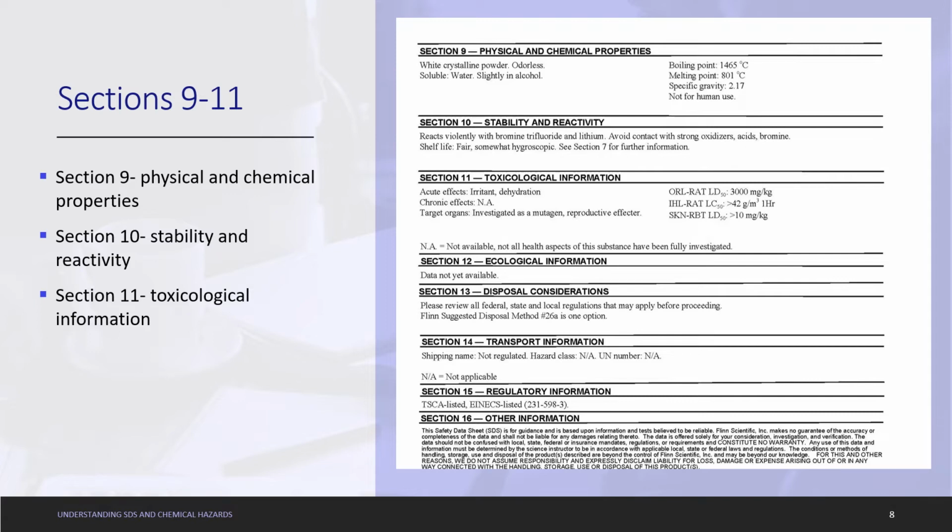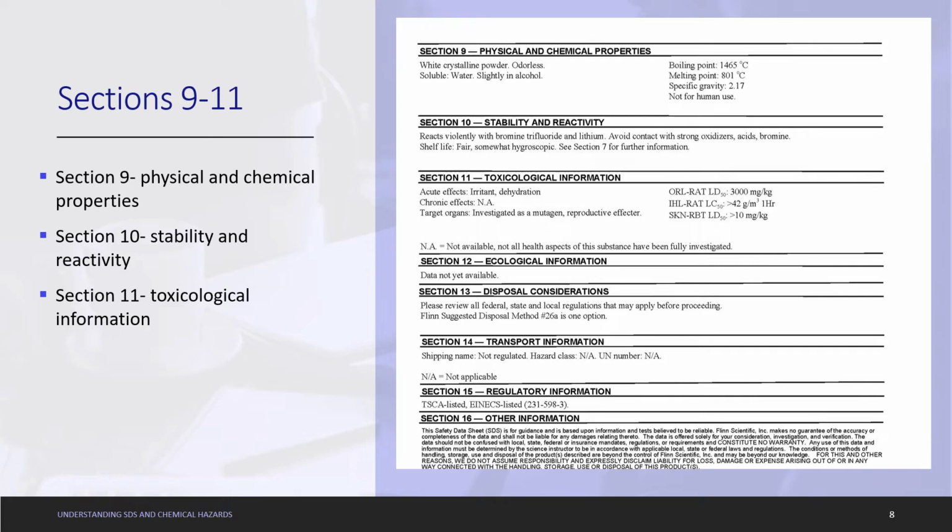Section 10 details reactivity information. We can see from this SDS that lead chloride reacts violently with bromine trifluoride and lithium, and that mixing these substances should be avoided. It's important to always check this section if you're mixing two or more chemicals together to ensure safety. It also tells us that it's somewhat hygroscopic and may need secondary containment or to be replaced periodically.